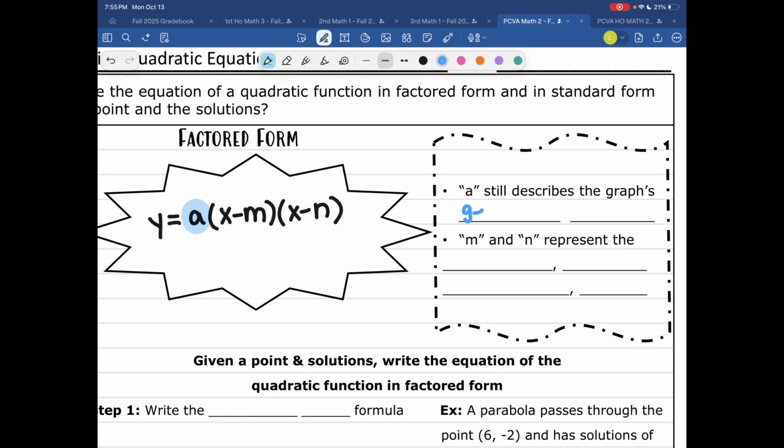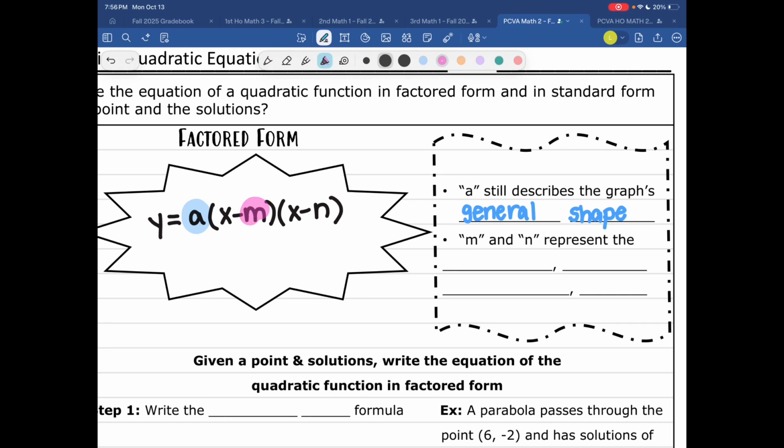So a still describes the general shape, and the a is also going to tell me whether it is going to be skinny or is it going to stretch, that kind of information. So that a value, if it's greater than 1, then it's going to be a vertical stretch. If the a value is less than 1, then it's a vertical shrink. All right, so the new pieces of information that we're going to look at is the m and the n.